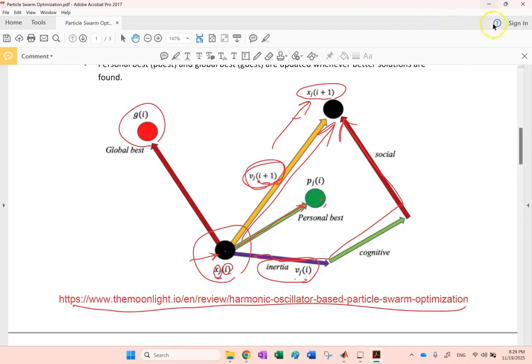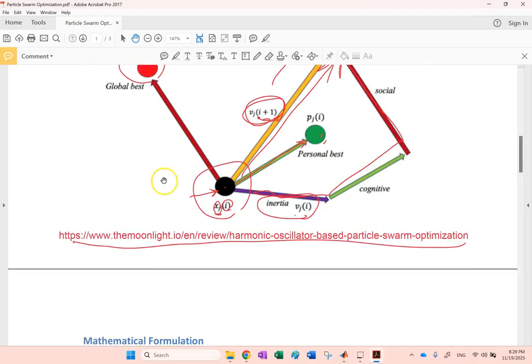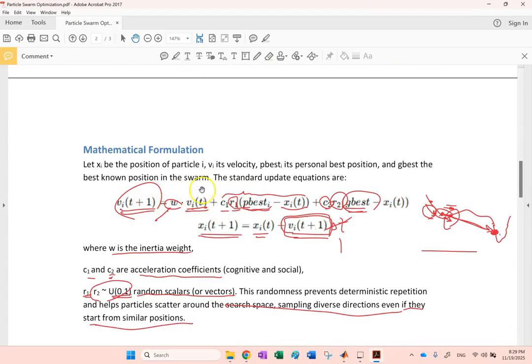And of course, by changing the weights of W, C1, and C2, you can increase or decrease the role of each one, right? And we're going to talk a little bit about how to tune or set those parameters, or what numbers to pick for W, C1, and C2.